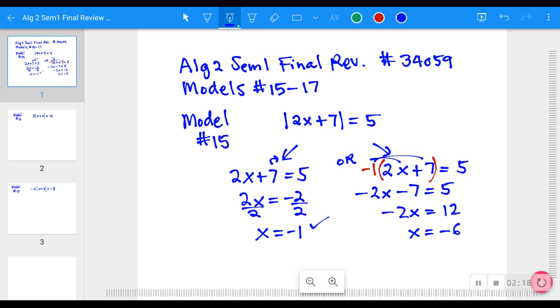When you put -6 in for x, that's our second answer. We're going to check that. 2 times -6 would be -12. Adding 7 gives -5, and the absolute value of -5 also equals 5. So this is a case where neither of the answers is extraneous. They both work.